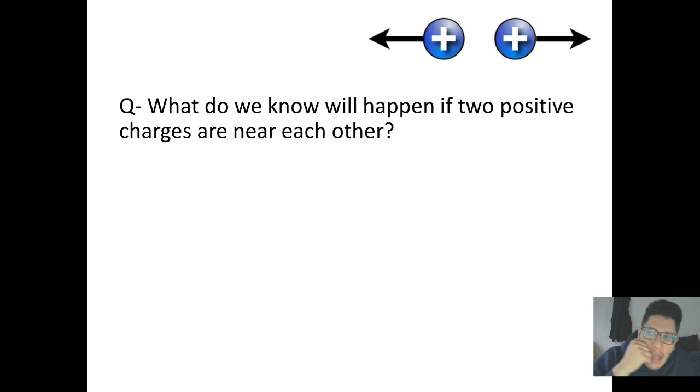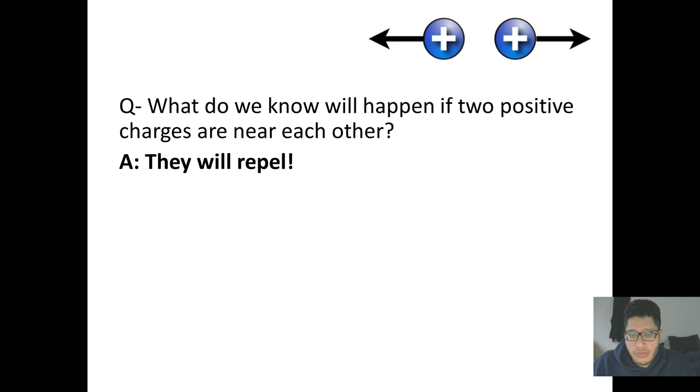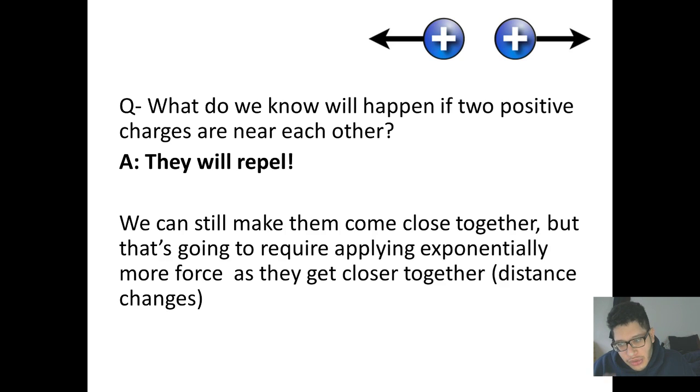So, what do we know will happen if two positive charges are near each other? We know that if we have two positive charges, those are like charges, and we know that like charges will repel. But we can still make them come close together. That's just going to require exponentially more force as they get closer together.